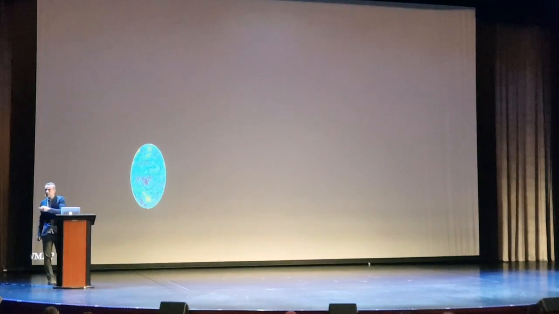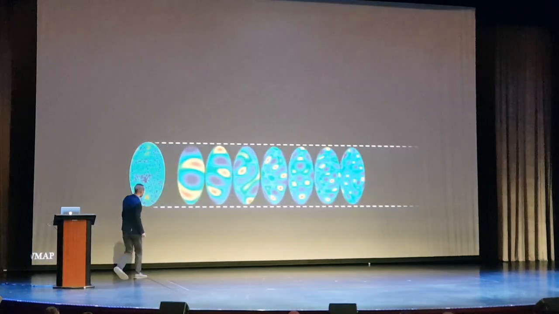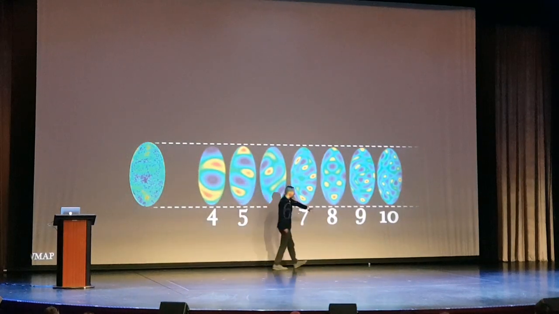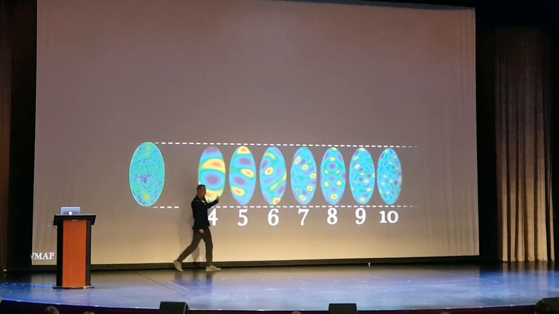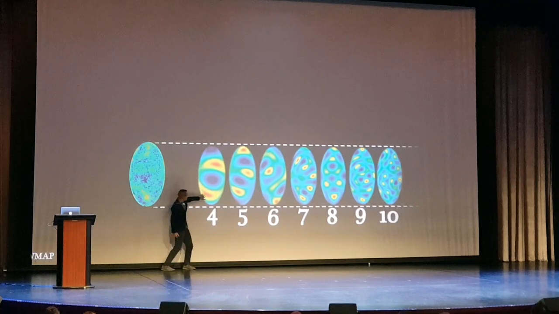So we use exactly the same harmonics as we saw before with the surface of a drum. I'm going to show you some slightly higher harmonics here. So we'll start at the fourth, and we can go all the way up to the tenth here. But it's exactly the same idea, except in this picture, instead of the color being how high or low the surface is, it's the temperature. So red is hot, and blue is colder.